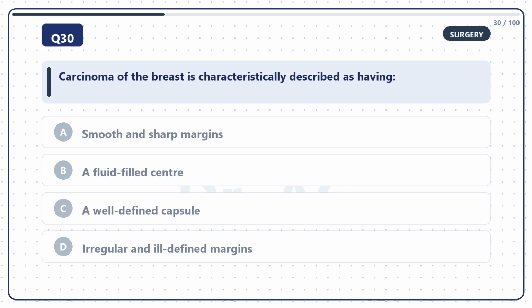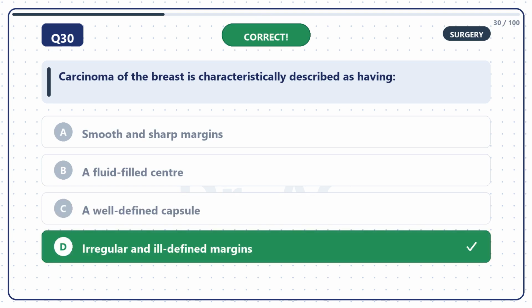Question 30. Carcinoma of the breast is characteristically described as having. Option A. Smooth and sharp margins. Option B. A fluid-filled center. Option C. A well-defined capsule. Option D. Irregular and ill-defined margins. The correct answer is option D.